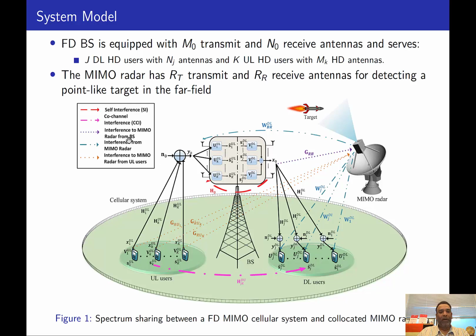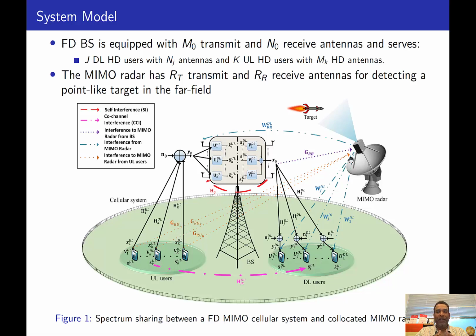Then there is interference to the MIMO radar from the base station. This is the interference channel. There is also interference from the MIMO radar: if the radar is operating, it will interfere with the receiving antennas at the base station, and also with the receiving downlink users as well. Then there is interference to the MIMO radar from the uplink users. When the uplink users transmit to the base station, they also interfere with the radar system.